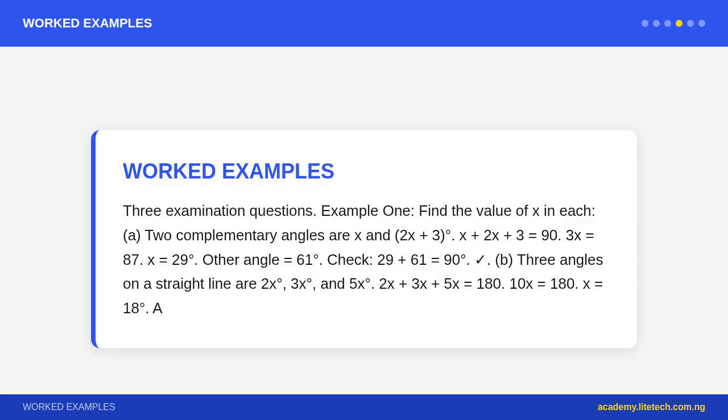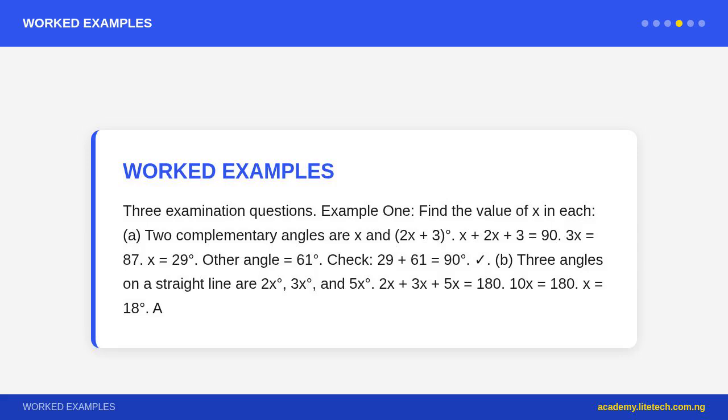Three examination questions. Example 1. Find the value of x in each. A. Two complementary angles are x and 2x plus 3 degrees. x plus 2x plus 3 is equal to 90, 3x equals 87, x equals 29 degrees. The other angle equals 61 degrees. Check: 29 plus 61 equals 90 degrees.